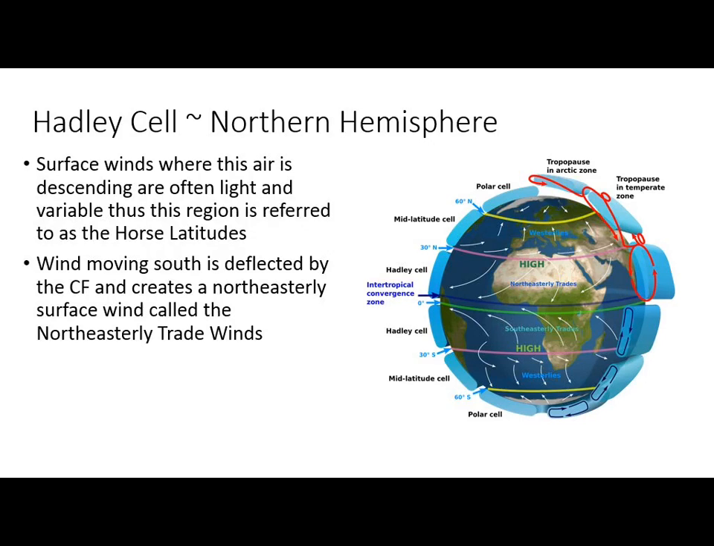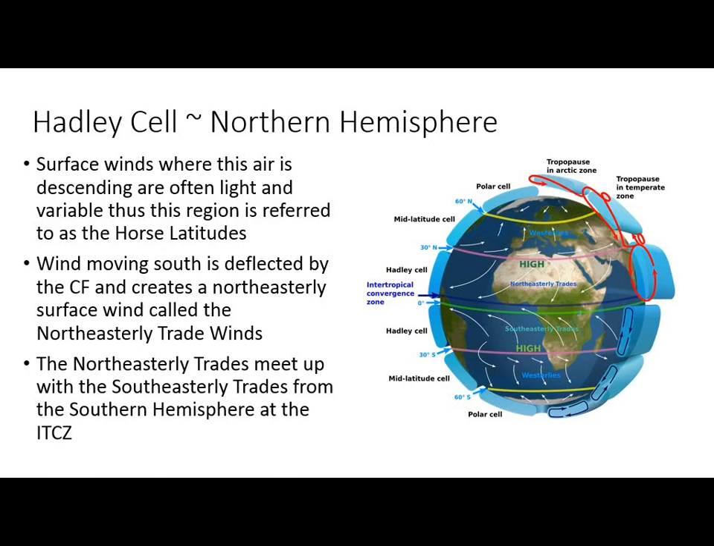So that's what happens under the Hadley cell. And they're called trade winds because, going back to the whole sailor thing, they come in quite handy if you're trying to go from one place to the other, and you know which trade wind you're picking up.